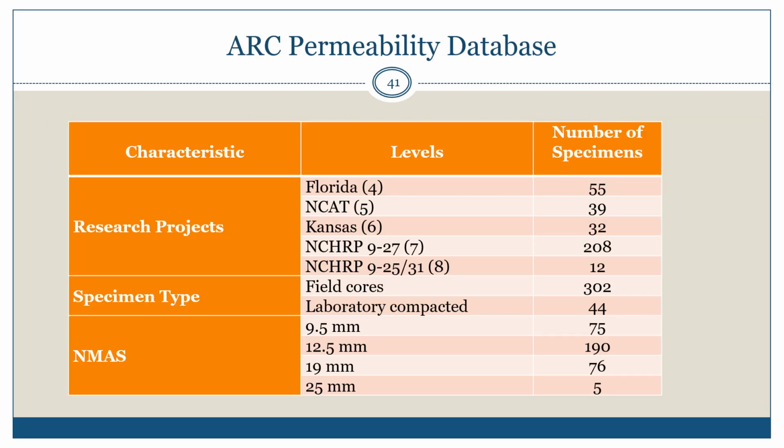The database that was used to develop the permeability model that we used in this research included a wide range of mixes. There were mixes from Florida, from NCAT, from Kansas, NCHRP Project 927, and mixes that we put together as part of NCHRP Projects 925 and 931. These were mostly field cores, around 300. Some of them were laboratory compacted, and the aggregate sizes ranged from 9.5 millimeters to 25 millimeters. Most of them were 12.5 millimeter mixes.